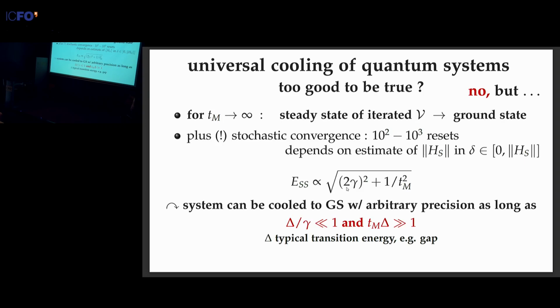But then, our steady state energy is proportional to the coupling and the inverse interaction time, which means that any system can be cooled into its ground state with arbitrary precision as long as these two conditions are fulfilled, where delta is a typical transition energy, like the gap of your many-body system. But even if your gamma is too strong, or if your ground state is degenerate maybe, you're still decreasing the energy. It's just that you no longer resolve the ground state, but you're still taking energy out of the system.